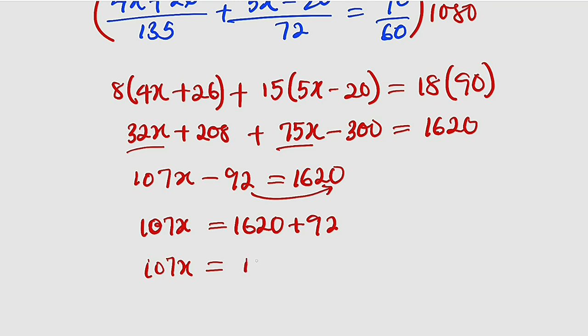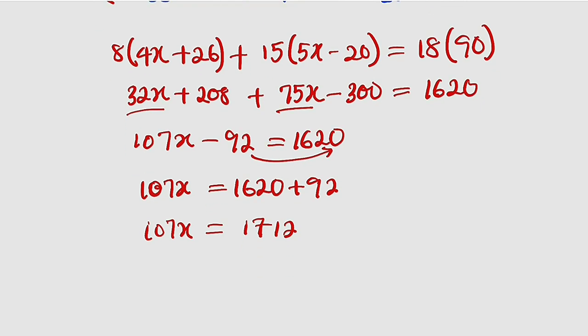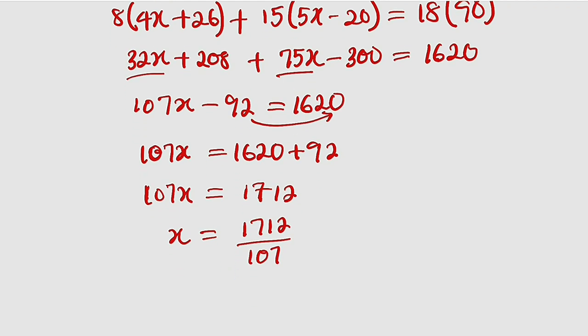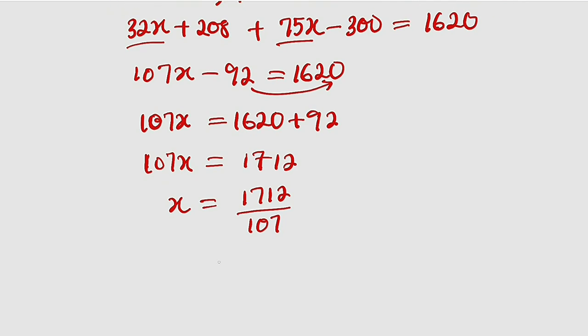That's exactly 1712. So you divide both sides by 107. So x equals 1712 divided by 107. Take your calculator, press this, you're going to get 16 exactly. So the value of x is 16, and that is exactly what we are looking for.